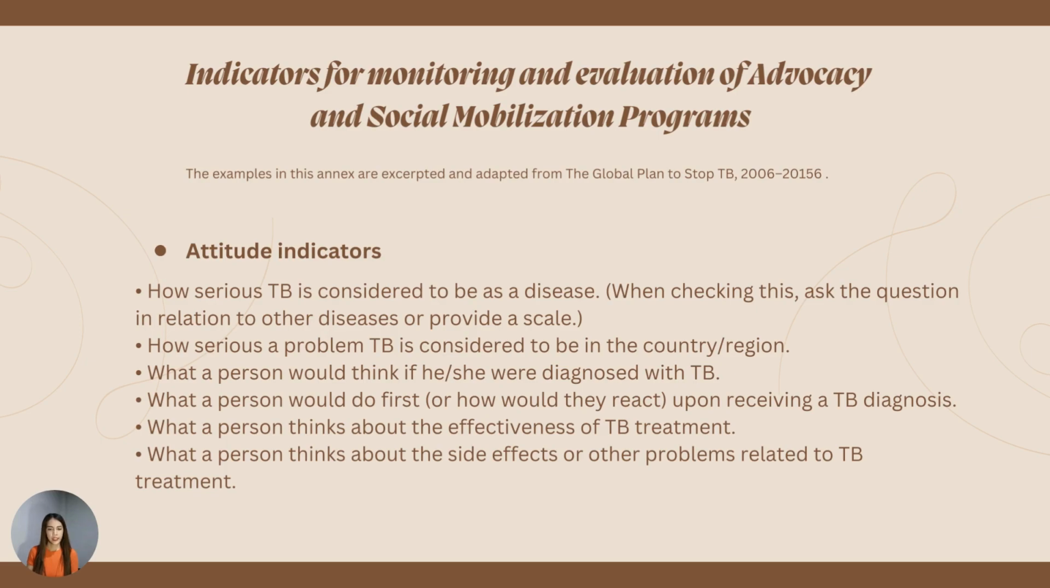The next indicator is the attitude. How serious TB is considered to be as a disease. When checking this, ask the question in relation to other diseases or provide a scale. How serious a problem TB is considered to be in a country or region. What a person would think if he or she were diagnosed with TB, what a person would do first, or how they would react upon receiving a TB diagnosis.